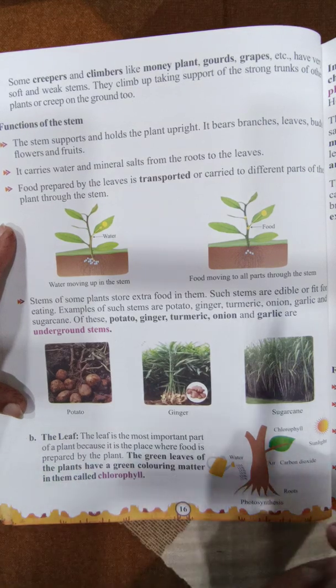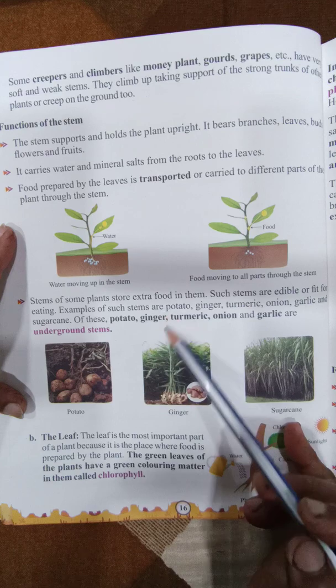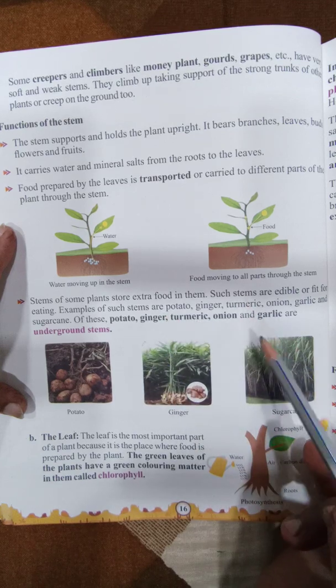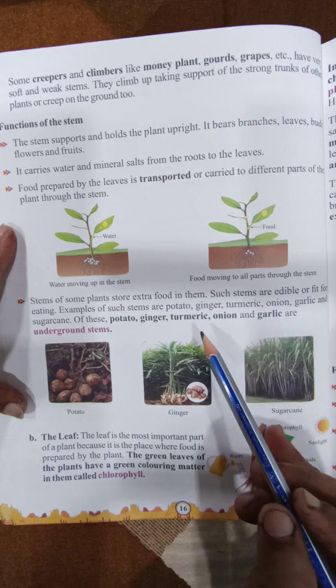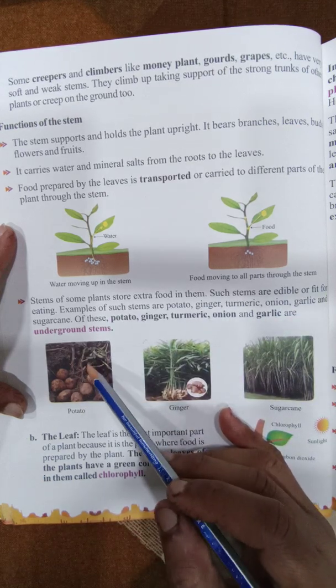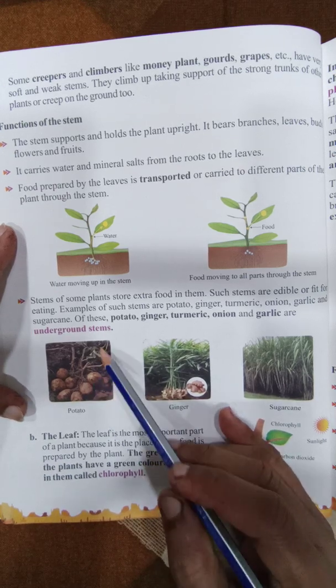Stems of some plants store the food and they are edible. So examples are potato, ginger, turmeric, onions and garlic. These are underground stems because they are present below the soil. Okay, so they are underground stems.